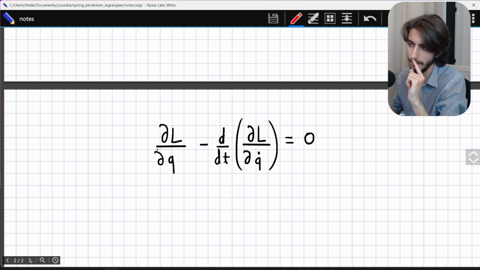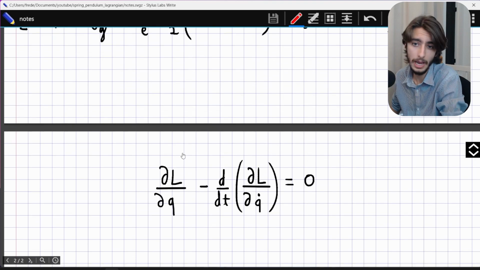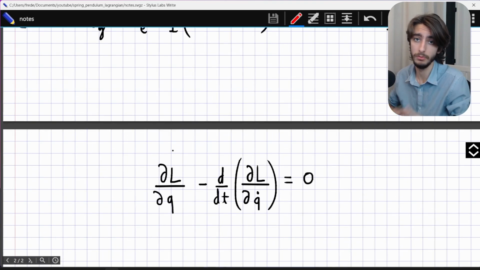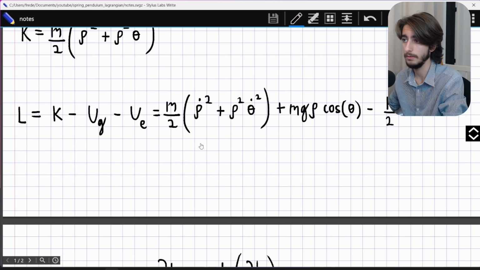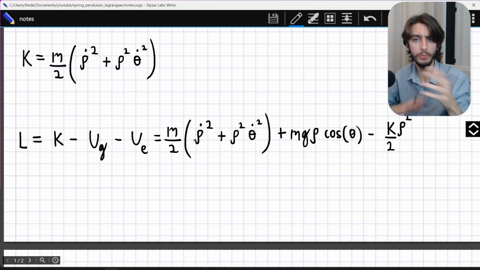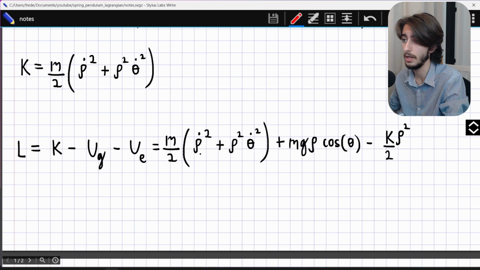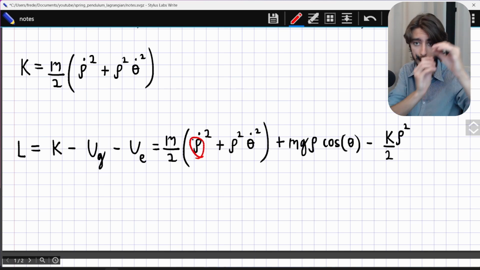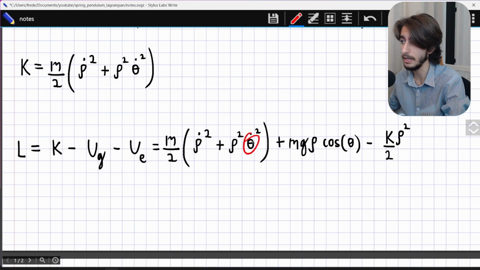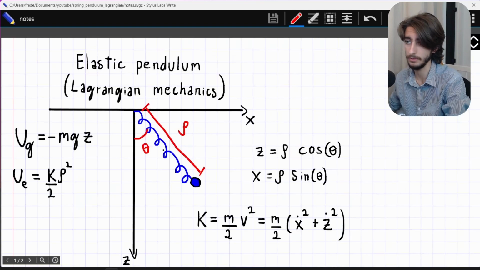But note that we are deriving here, right? We're differentiating with respect to Q. Q is just a name for one of the variables, one of the degrees of freedom of your system. And here we have 2 degrees of freedom, right? We're in 2 dimensions. More specifically, our degrees of freedom are rho, our distance from the origin, and theta, our angle, right? As defined here.